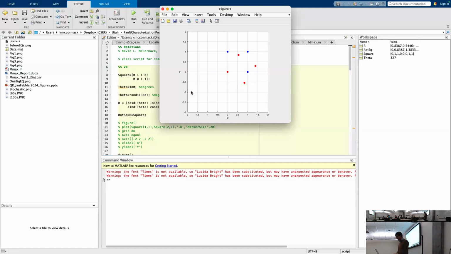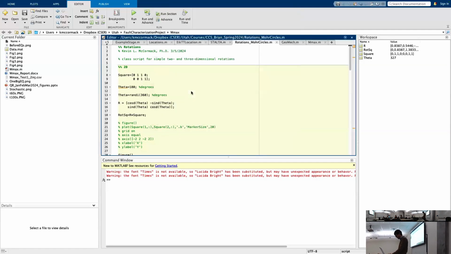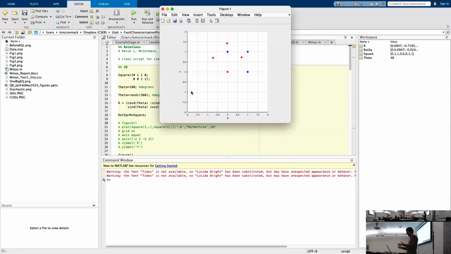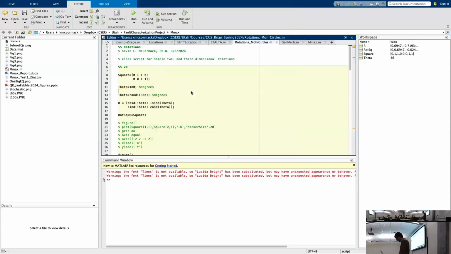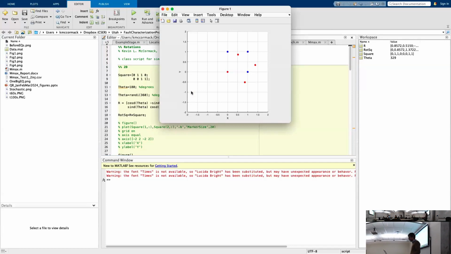So this is like 335, 350. Let's do it a couple more times. So then that's about, oh, that's almost exactly 90. Oh, 45. That's almost exactly 45. Kind of cool. And then let's do it one more time, just for fun. And up we got 300 something again. So that's what it's like to rotate in 2 dimensions.